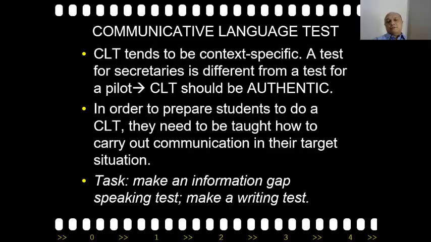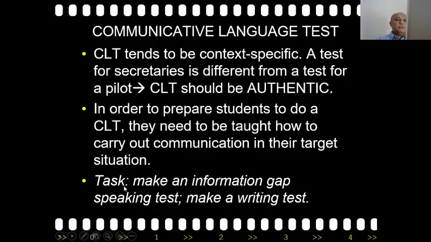So of course, if you are training some pilots to do their jobs using the English language, you have to train them how to pronounce correctly, how to learn the jargon of air traffic, of air navigation, things like that. It should be very much specific to the context.